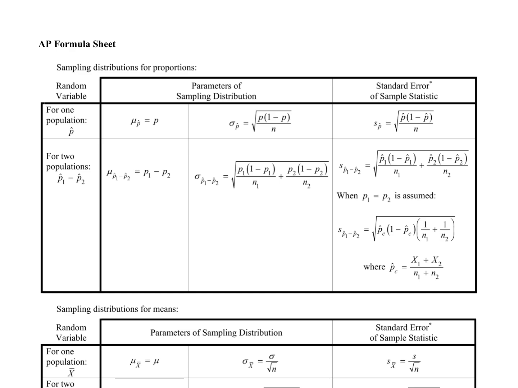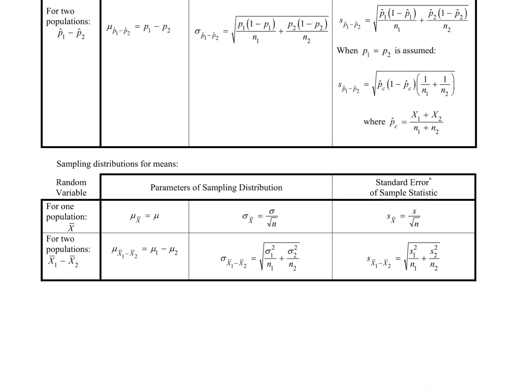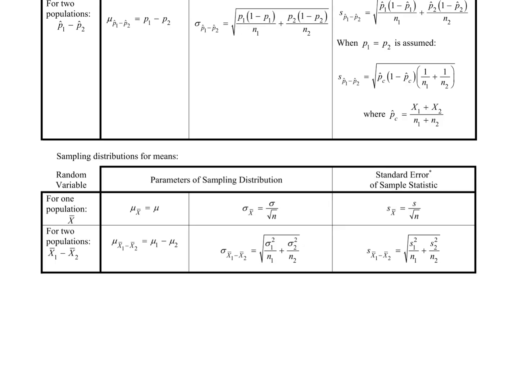We will get here eventually, but not until second semester. And then down here is for the mean. So again, this helps remind you what the symbols are, and it gives you the formulas. This is on the back of the first formula page. Does that make sense?